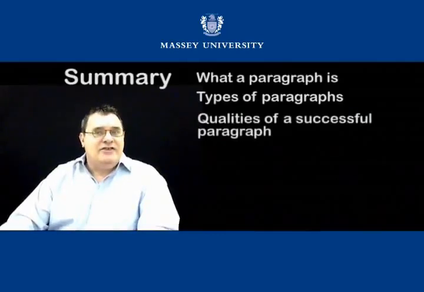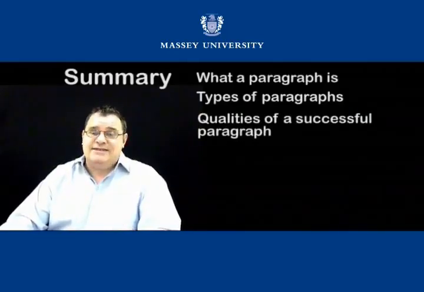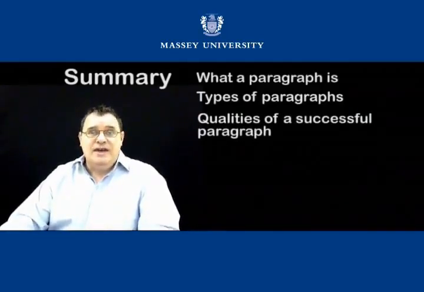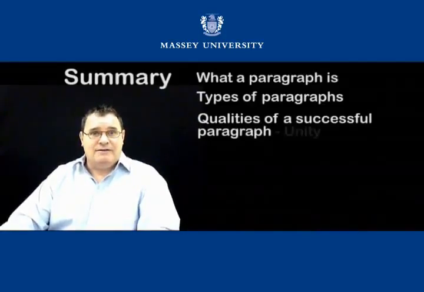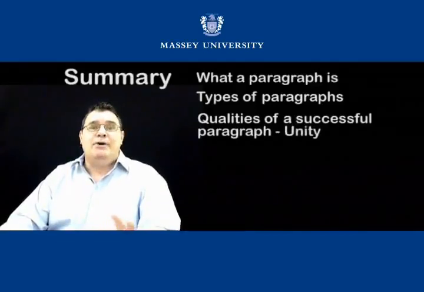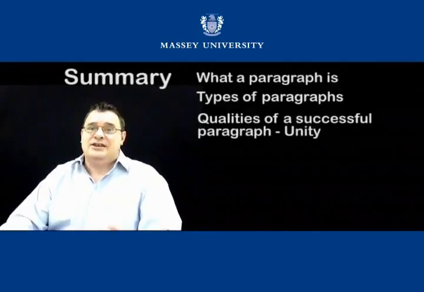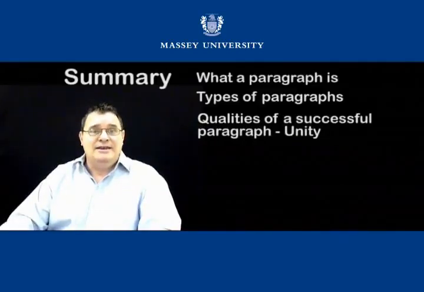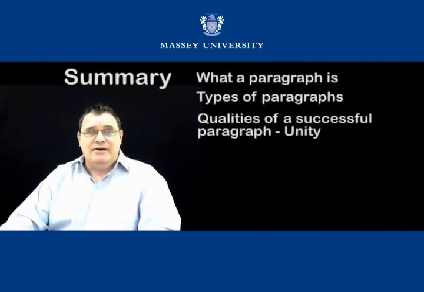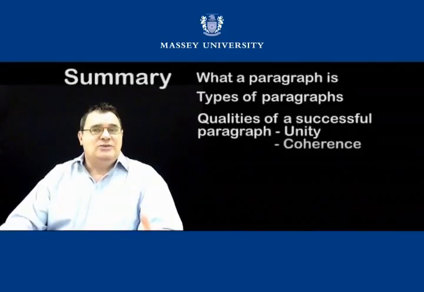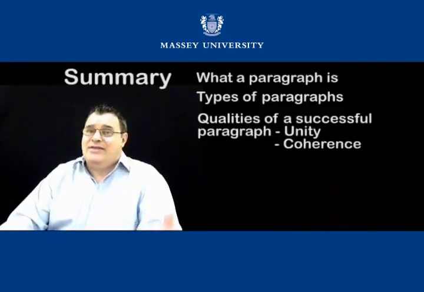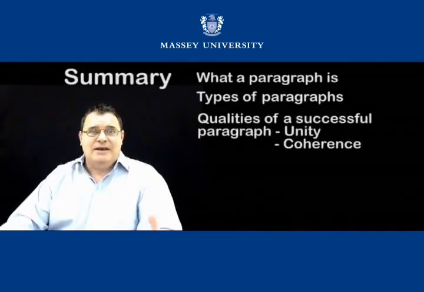We then turned our attention to the three qualities of a successful paragraph. These were the unity, coherence, and development required in a paragraph. Under unity, we examined the parts of a paragraph and learned about the topic sentence, which consisted of a topic and a controlling idea, and where it comes in the paragraph. Under coherence, we saw how all the sentences must hang together to build on the main idea.